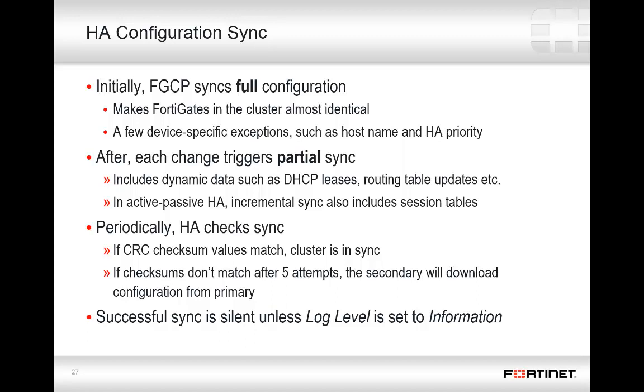Again, FGCP keeps all FortiGates in sync automatically. You don't need to manually configure each FortiGate. HA propagates more than just the configuration. Some runtime data, such as DHCP leases and routing tables, are also kept in sync. Normally, event logs record configuration changes as important events. Note, though, that most log thresholds won't record an HA sync, even if it changes all of the configuration. This is because sync is normal for HA.